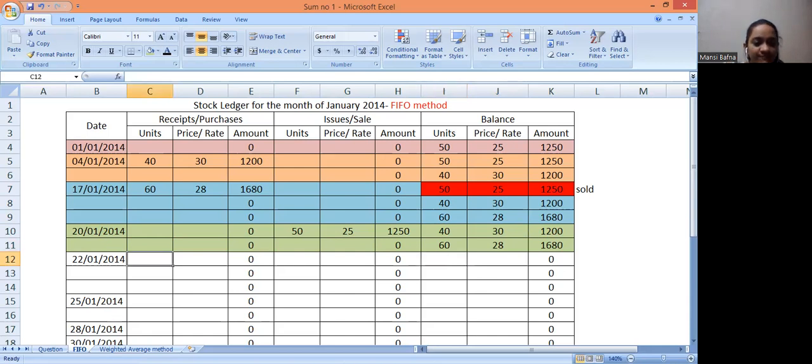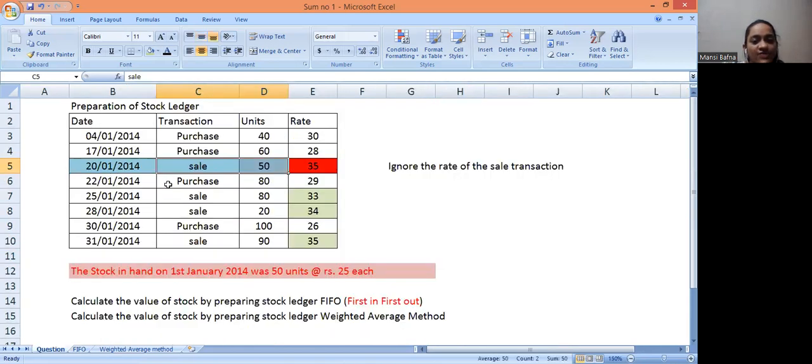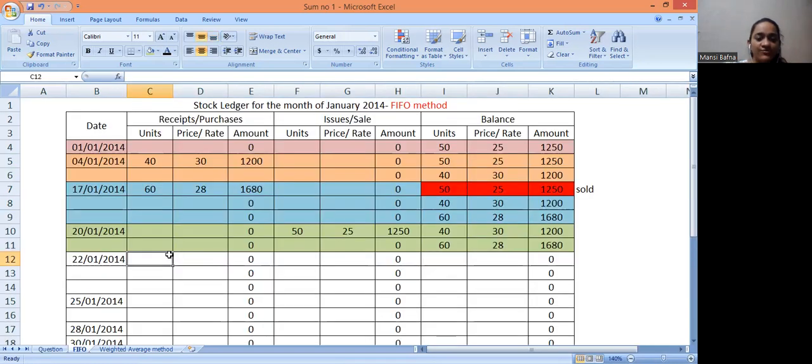Moving further, on 22nd of January, you are purchasing 80 units at the rate rupees 29 each. So that will give you the value of the transaction as 2320. I'll just delete all of this to avoid the confusion. So 80 units at the rate rupees 29 each. So that your value of the transaction is 2320.